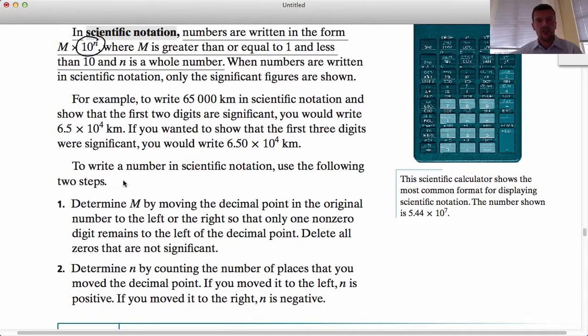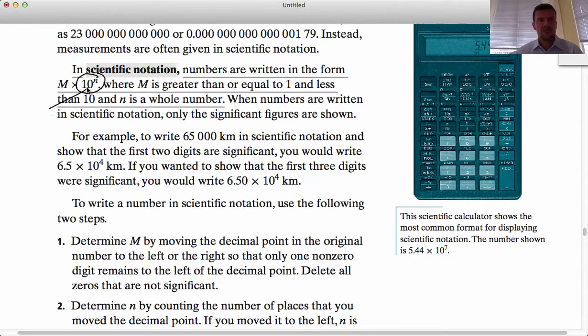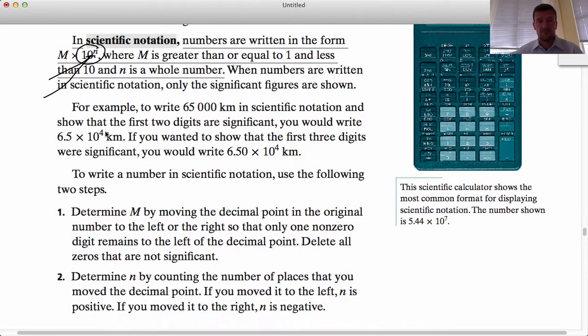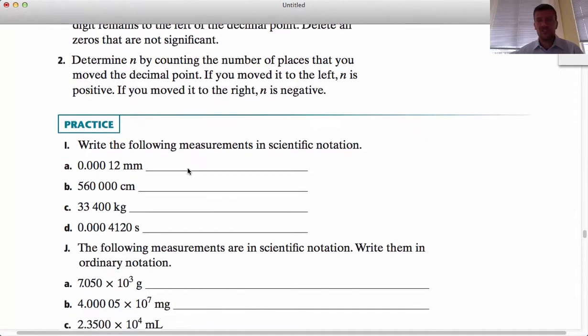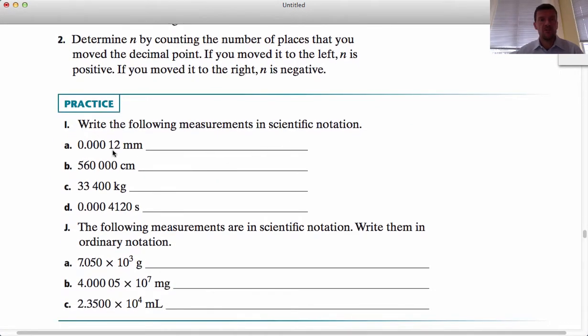Okay? Large numbers are going to have positive powers of 10. Small numbers are going to have negative powers of 10. It's probably easiest just to show you some. Hopefully you're already familiar with this. This is a small number.